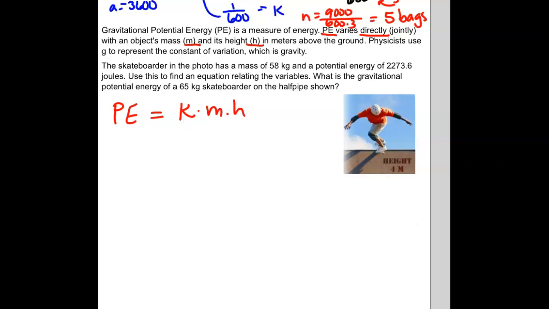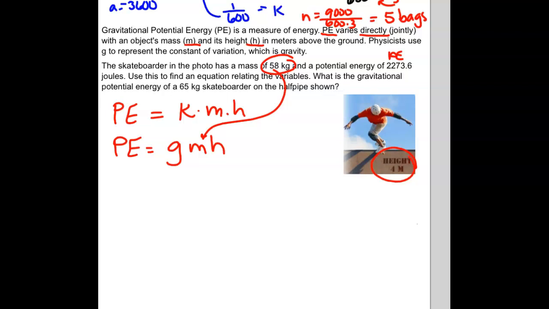Okay, it says physicists use G to represent our constant of variation. So we're going to replace K with g because it stands for gravity. Right? It's considered our gravitational constant. It says the skateboarder in the photo has a mass of 58 kilograms. So that's our mass. We're going to put that in for m. There's a potential energy of 2,273.6 joules. That's going to go in for PE, potential energy. And it says use this to find an equation that relates the variables. In other words, figure out what that gravitational constant is.